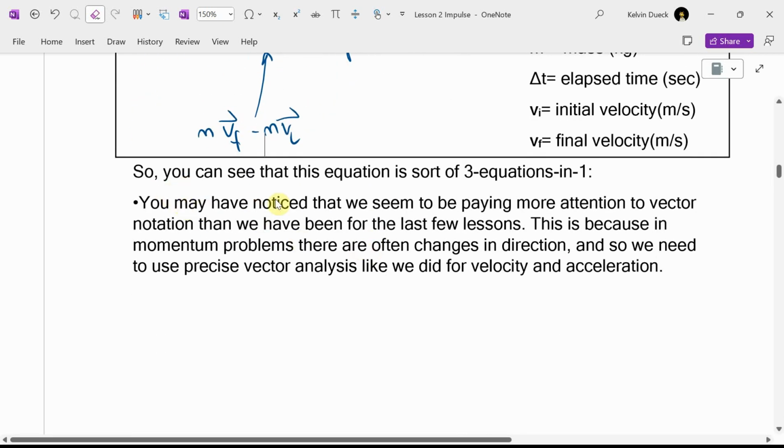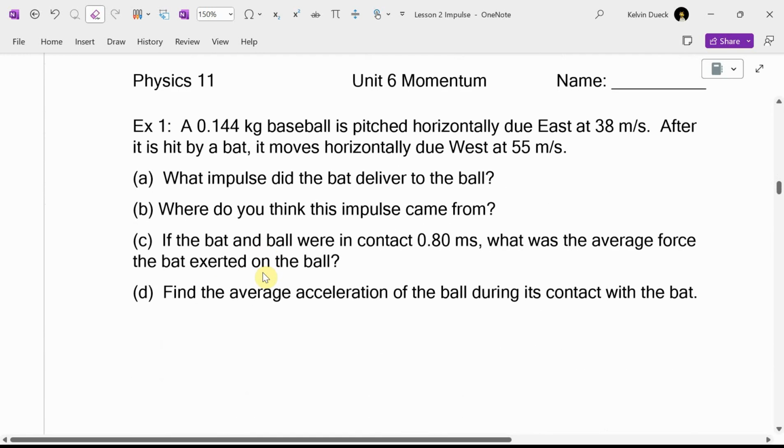I wrote here, you may have noticed that we seem to be paying more attention to vector notation than we have been for the past few lessons. This is because in momentum problems, there are often changes in direction, and so we need to use very careful vector analysis. Let one way be positive and one way be negative to make sure we get the correct answer. Okay? Example 1. Let's jump on in.